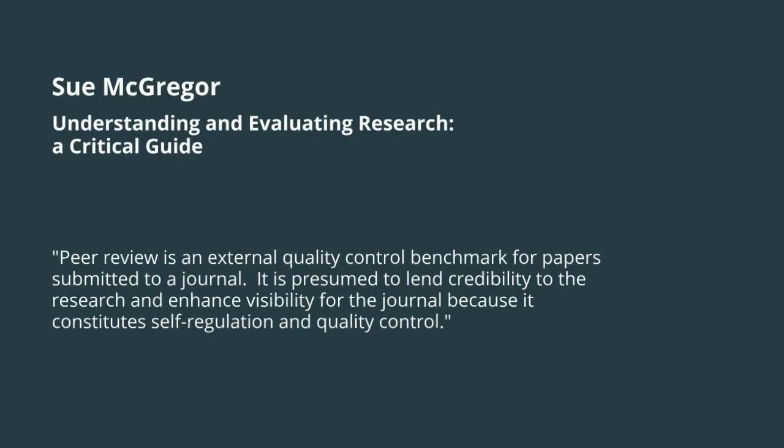Sue McGregor, in her book, Understanding and Evaluating Research, A Critical Guide, states that peer review is an external quality control benchmark for papers submitted to a journal. It is presumed to lend credibility to the research and enhance visibility for the journal because it constitutes self-regulation and quality control. Regulation and quality control are essential elements to the peer review process used by academic and scholarly journals.